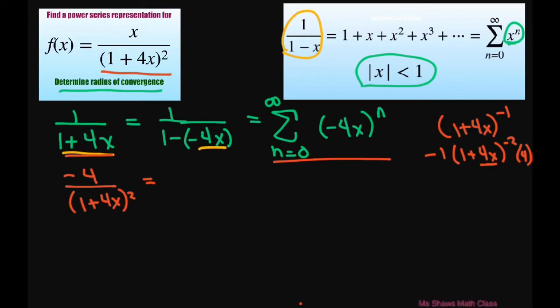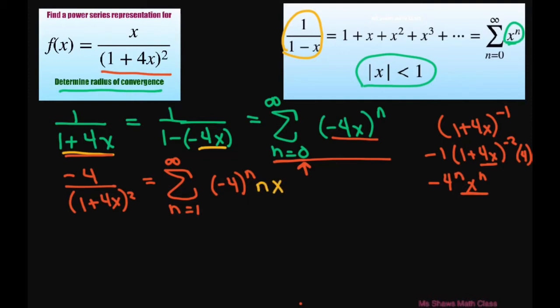That's going to give you, remember we have to go up 1 here. So this is going to be n equals 1 to infinity, and we're going to go ahead and split this up. This is negative 4 to the nth power times x to the nth. So I can write this as negative 4 to the nth power times, now let's differentiate our x. That's going to be n times x to the power of n minus 1.